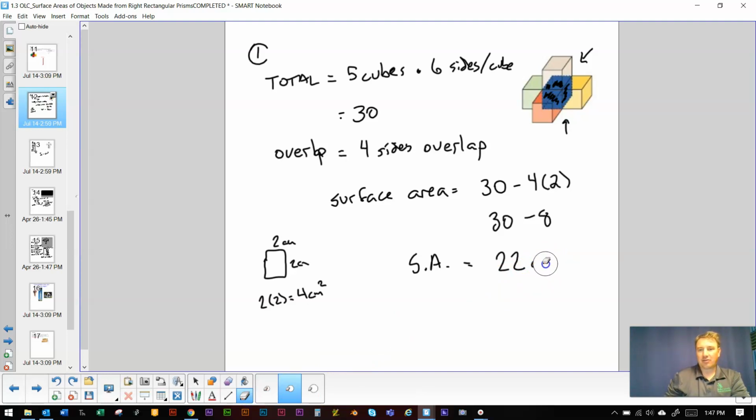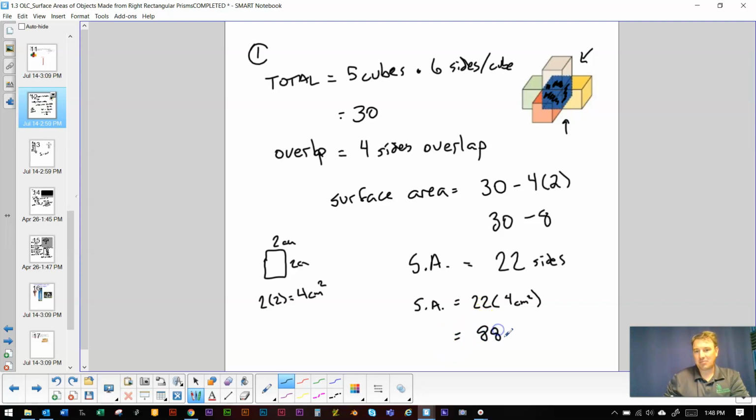Let's just fix this. So this is actually 22 cubes, or sides. And then we have to multiply that by 4 centimeters squared per side, which gives us 88 centimeters squared. So a small error, and all our math process was still correct, but because I didn't read carefully and find out that they were 2 centimeter by 2 centimeter cubes instead of 1 centimeter by 1 centimeter cubes, it made a big difference in our answer.